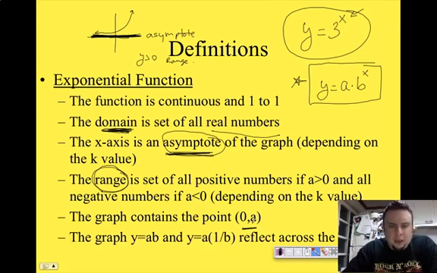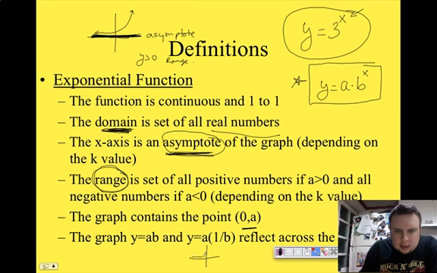There you go. And lastly, the graph y equals a times b to the x and y equals a times (1 over b) to the x reflect across the y-axis. You'll see what I mean by that. Okay, I'll draw you a picture here. Here's a little picture. Let's say this is 1, y equals a times b to the x, and then y equals a times (1 over b) to the x is this. See the reflection across the y-axis? That's like the mirror right there. Okay, there you go.